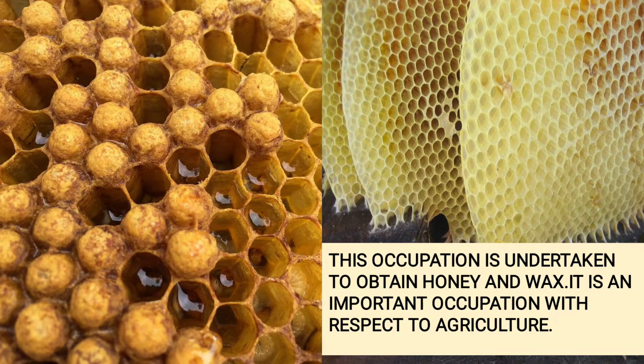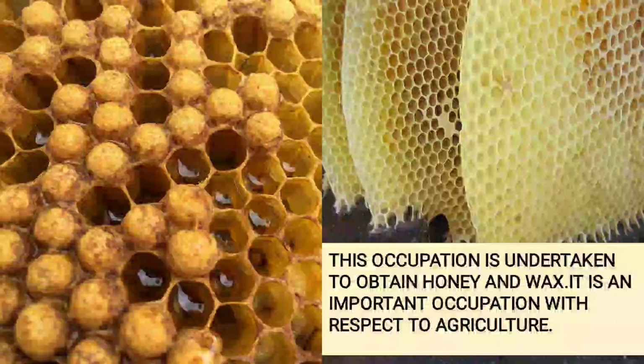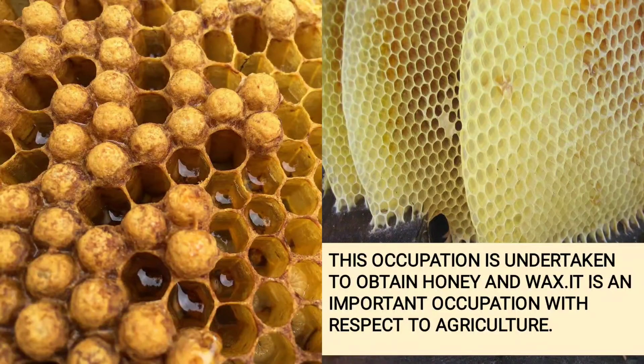This occupation is undertaken to obtain honey and wax. Why do we need beekeeping? Because we need honey and we also need wax. Now why wax? Wax means you can have wax candles. Then crayons, in crayon colors, wax is used. Even the foot creams, the crack creams, wax is used in that. So wax is very costly.